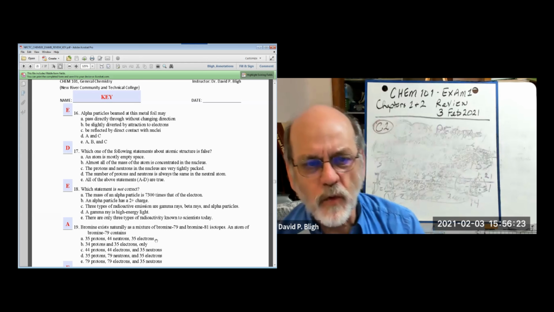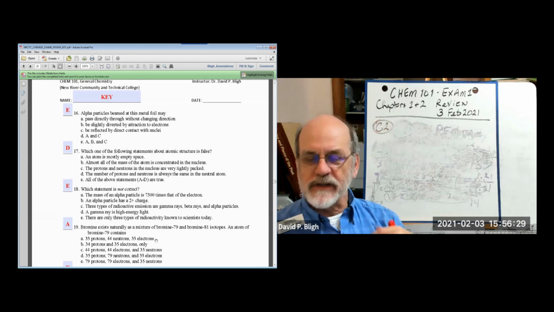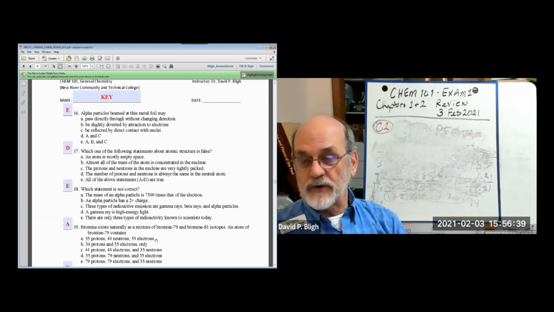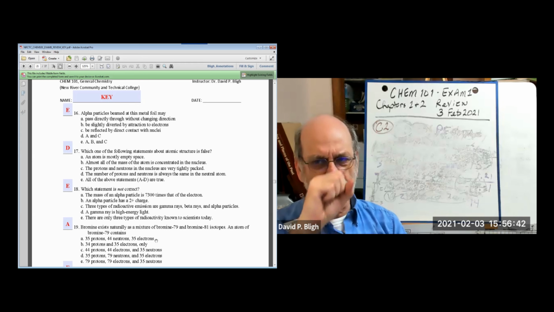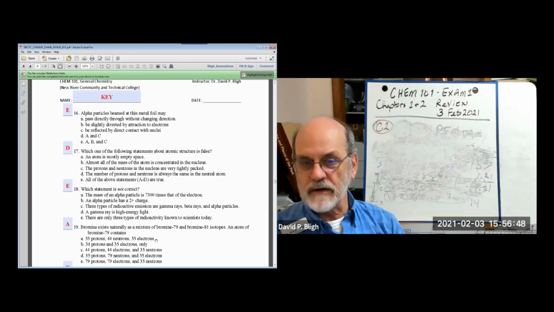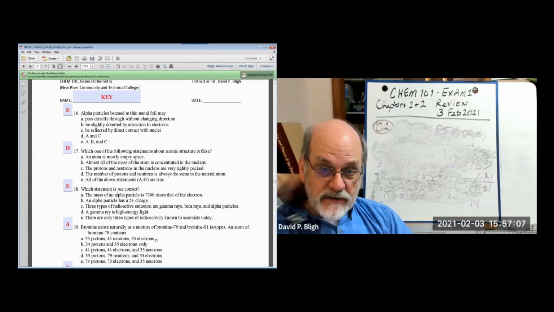While we're here, 17, which one of the following statements about atomic structure is false? An atom is mostly empty space. Yep, that's true. Most of it is taken up by electrons. Nucleus is very, very, very small. Almost all of the mass of the atom is concentrated in the nucleus. That's true also, because electrons weigh 1,840 times less than a proton. The protons and neutrons in the nucleus are very tightly packed. Yeah, they would have to be to occupy that very small space.